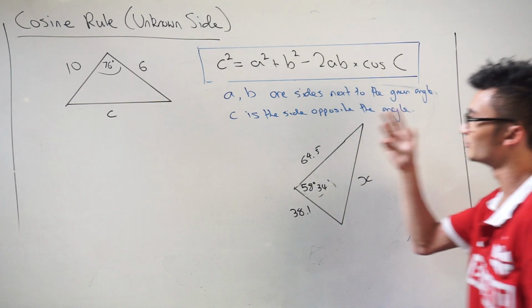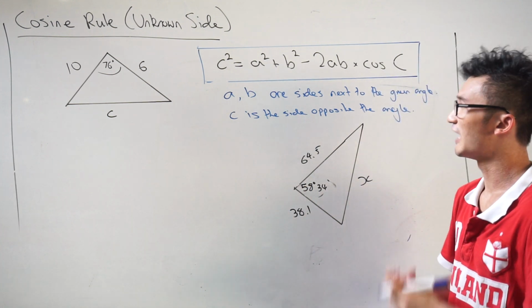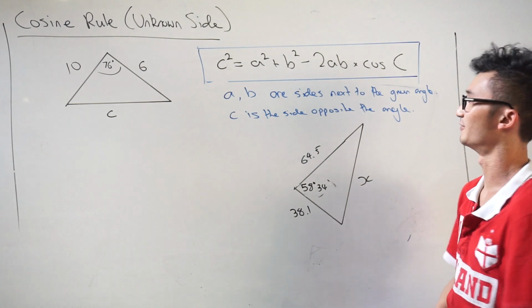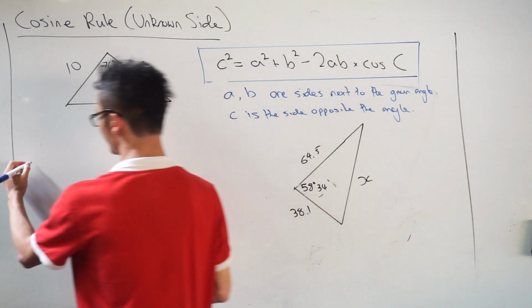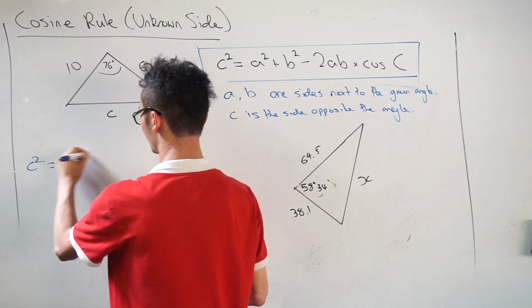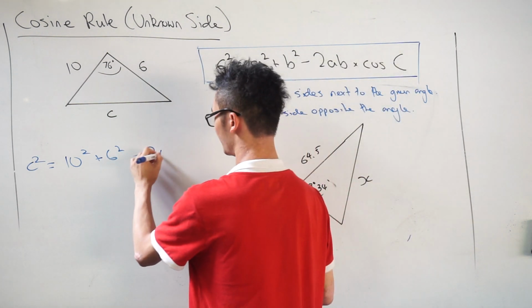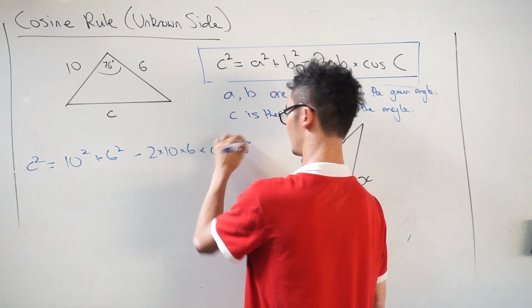That's really the most important thing when we're thinking about substituting values into a formula. We really need to know how to approach this and what values we put into our expression. So once we realize that, let's go ahead and do it. I know that c squared is equal to a squared plus b squared, so 10 squared plus 6 squared, minus 2ab, or 2 times 10 times 6, times cos 76 degrees.